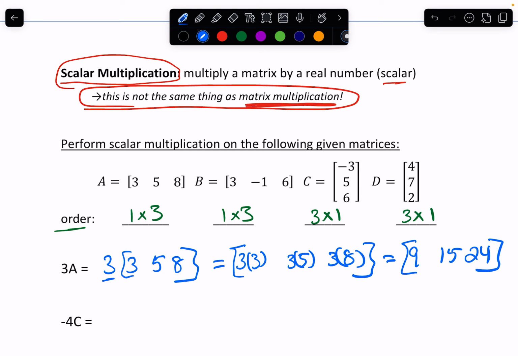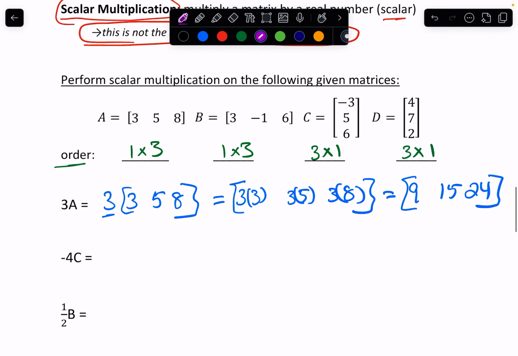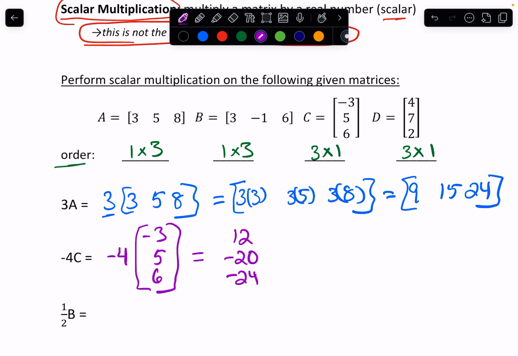Okay, the next one is -4 times C. So we're going to take our matrix C, which is -3, 5, and 6, and do the exact same thing. So multiply each one of the elements by -4. So we get -4 times -3 is 12, -4 times 5 is -20, and -4 times 6 is -24.